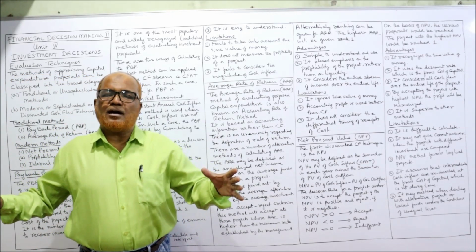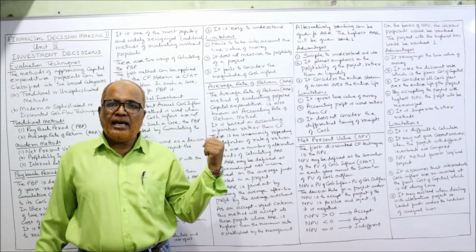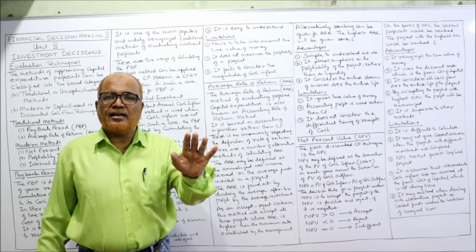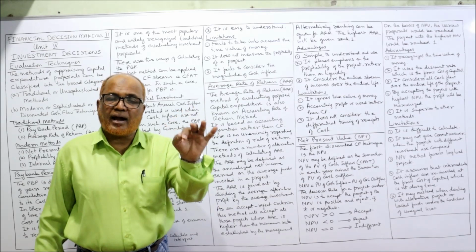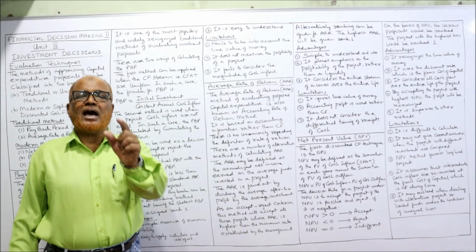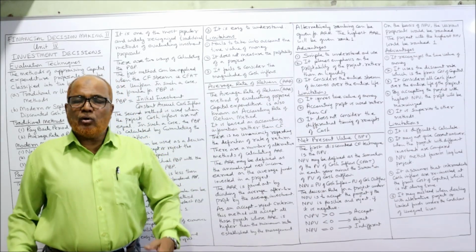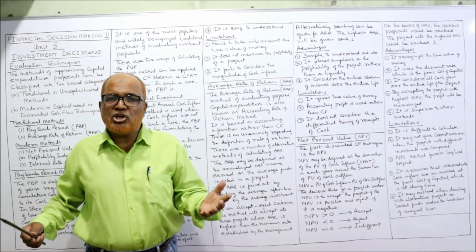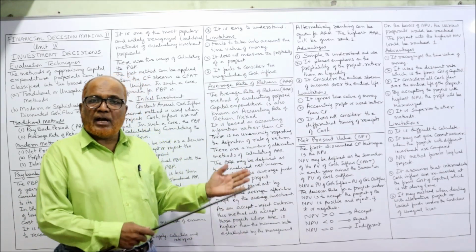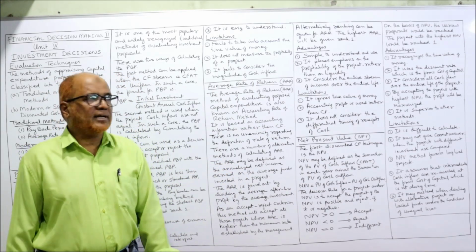So many techniques are there, and all of them use cash flow. But ARR is the only method which does not consider cash inflow. It considers only accounting profit. But in the previous video, I explained that cash flow is superior to accounting profit. Accounting profit is not the right measure to evaluate future benefits, whereas cash flow is superior. But unfortunately, ARR considers accounting data, not cash flow.